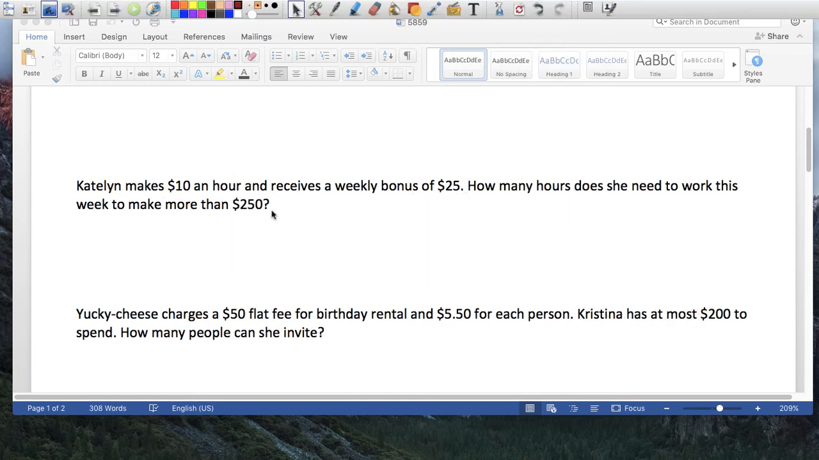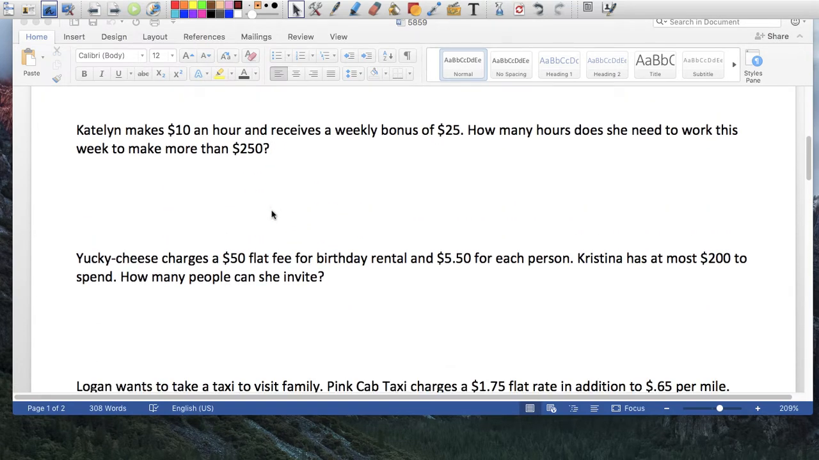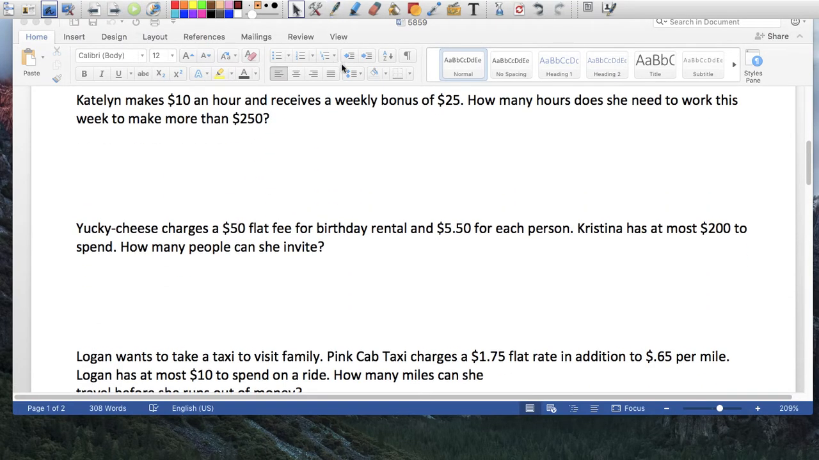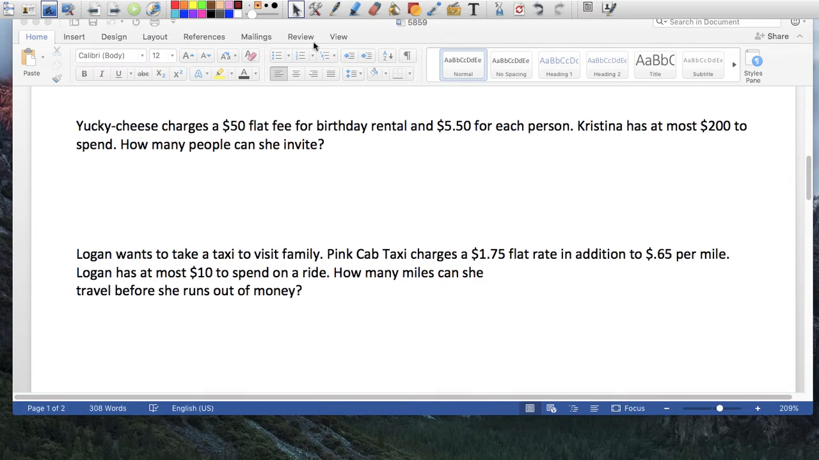Okay. We're back to Yucky Cheese. Yucky Cheese charges a $50 flat fee for birthday rental. So just for you to rent the place is $50. Doesn't matter if no one shows up, 10 people show up, 20 people show up. So they charge you a $50 flat fee. So that's our constant. That's not going to change. And then $5.50 for each person that comes in.